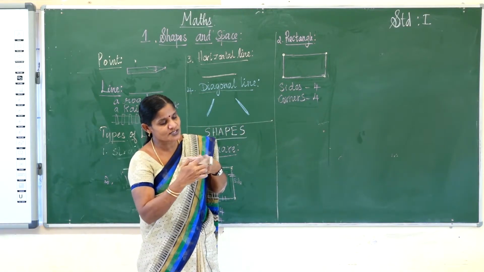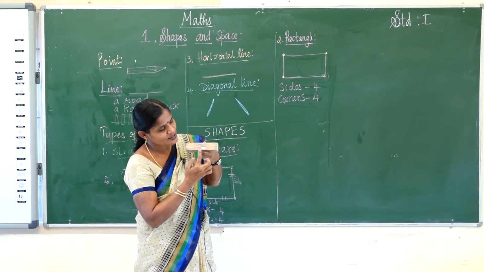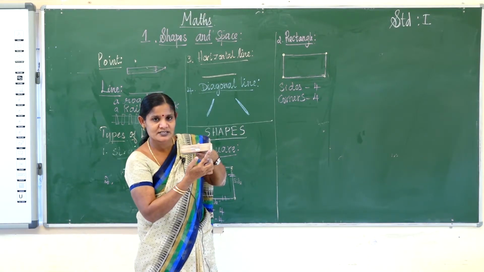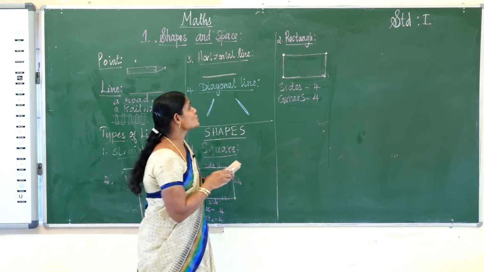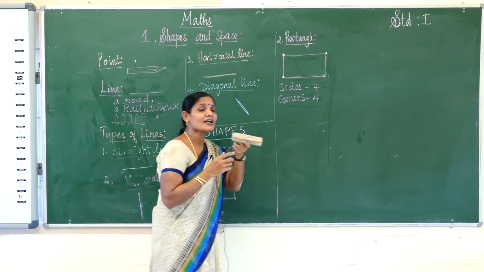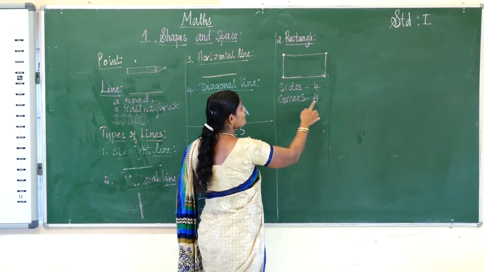Corners means these two sides are joined at this point. This is a corner. These two sides are joined at this point. This is the second corner. This is the third one. This is the fourth one. So this is an example of the rectangle. So how many sides are there? 4 sides and 4 corners.